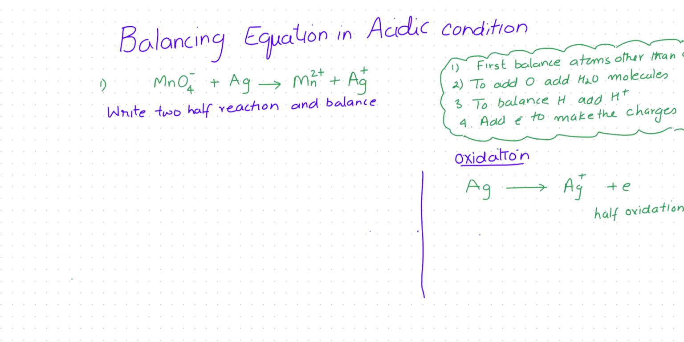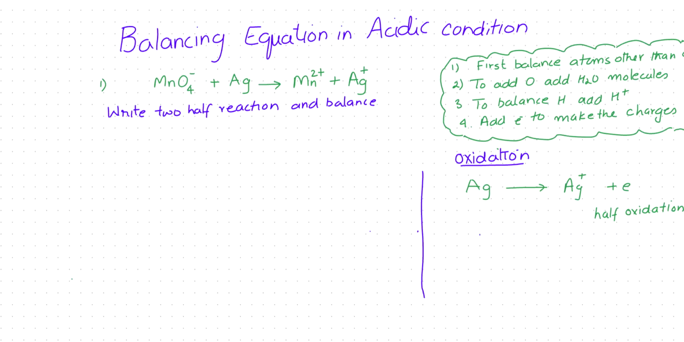In this video, we'll balance the equation in acidic solution. To balance the equation, first we make this equation into two half reactions. One will be oxidation, another will be reduction reaction. First we balance the atoms other than oxygen and hydrogen.